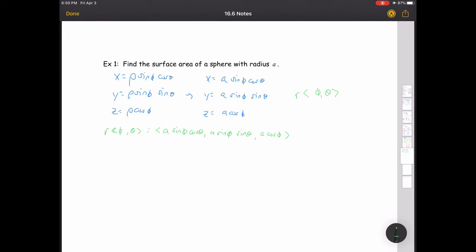According to what we did last time, to be able to find the surface area, we're going to need the partial. So we need the partial of r with respect to phi. So let's take the partial of each piece with respect to phi.